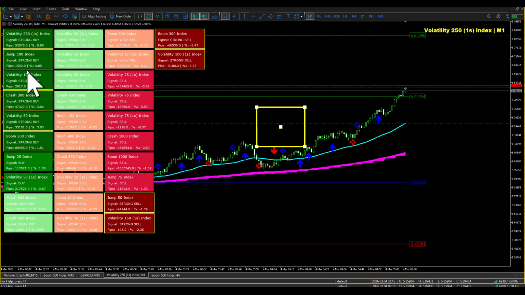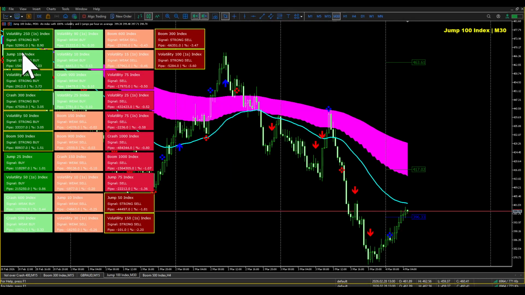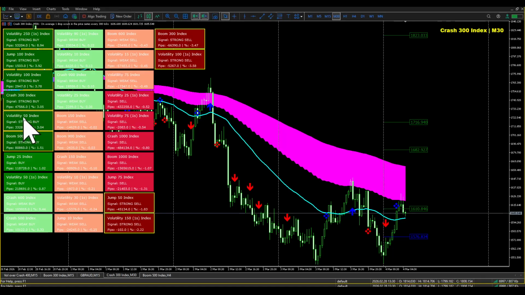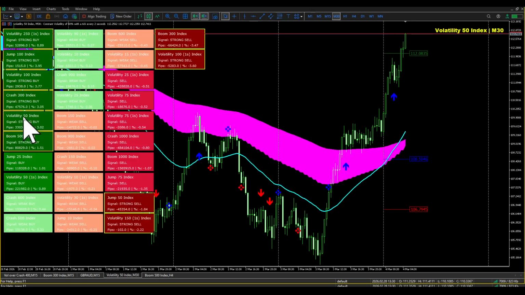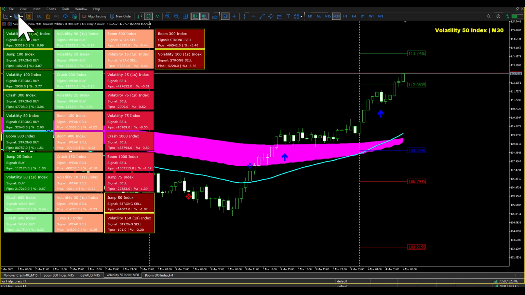Let's have a look at another example, right? Let's just go back to the higher time frames, right? Let's see if we can't find something else that grabs our attention, okay? Here's another one, volatility 50, right? You can see on the 30-minute chart, right, our signal qualifiers are aligning, okay?